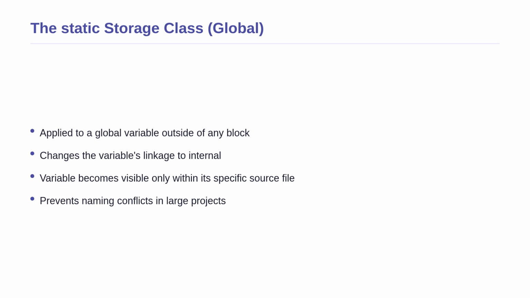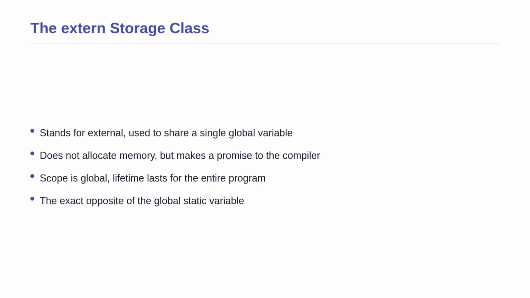in large projects. This brings us to our final storage class, extern, which stands for external. You use this keyword when you want to share a single global variable across multiple different files. When you declare a variable with extern, you are not actually asking the computer to set aside memory. Instead, you are making a promise to the compiler that this variable exists and has memory allocated in some other file. Its scope is truly global.